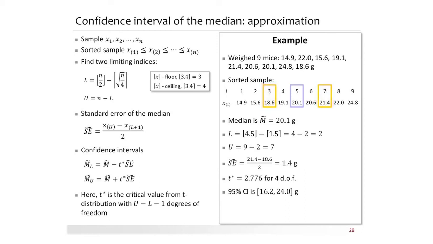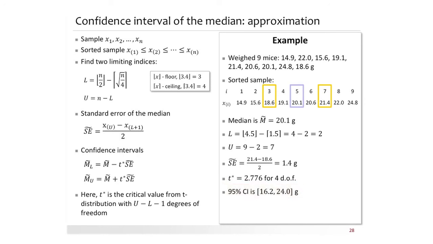And these 2 points will give you the size of the standard error. The standard error is the number at this index minus the number at this index, divided by 2. So the standard error is basically half of the interval between these 2 points. If you do these calculations, it's 1.4 grams. This is the standard error of the median. When you look into tables of the t-distribution, remember that now you have a different number of degrees of freedom. It's U minus L minus 1, 7 minus 2 minus 1. You have only 4 degrees of freedom. And you find the critical t multiplied by the standard error, and this is the confidence interval you can obtain.